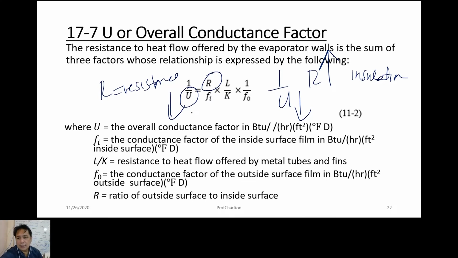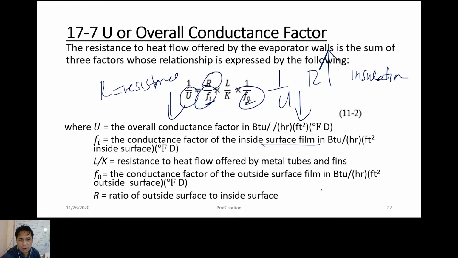That is the relation. So the formula is this: R = 1/Fi + L/K + 1/Fo. Look at these two: Fi and Fo are the film conductance factors. Fi is the conductance factor of the inside surface film, inside, and the other is the conductance factor of the outside surface film, Fo, outside. Okay? What is R? Ratio of outside surface to inside surface.